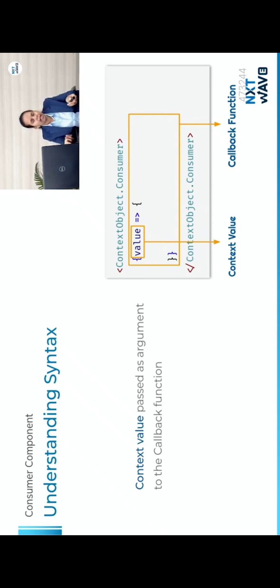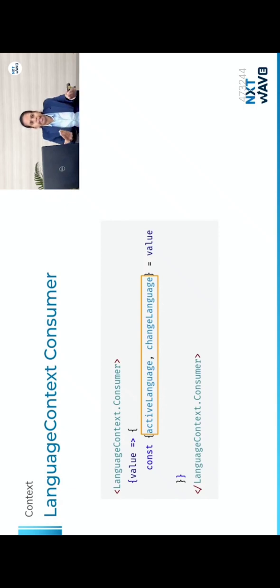Okay, so here in our case, in case of the language context, firstly, to write the consumer component, we have to write language context. That is the context object that we have exported, right? So language context dot consumer. Okay, so that is the consumer component. Within that, we have to have a callback function. There you can see, to which the context value will be passed as an argument. You can see we have value there, and within the callback function, you can see that we are accessing the active language and change language from the value, right? So this is how it is done. So we have to access the consumer component, and there'll be a callback function. Within that, you can access the context value, which is passed as an argument. Okay, clear?